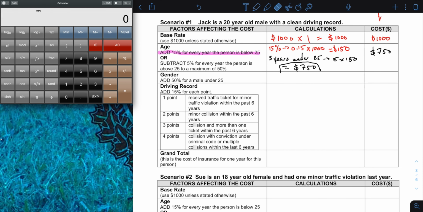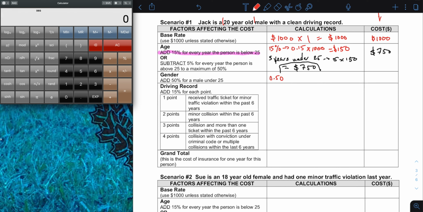Gender. Okay, typically males pay more for insurance than females. Okay, and so it's adding 50% for a male under 25. So if you're under 25 like Jack is, because Jack's 20, he's going to pay 50% extra of that base. So we're going to take the 0.50, right, it's a 50%, and multiply it by the base of 1,000, which is going to equal $500. Okay, so you're going to write that in here.